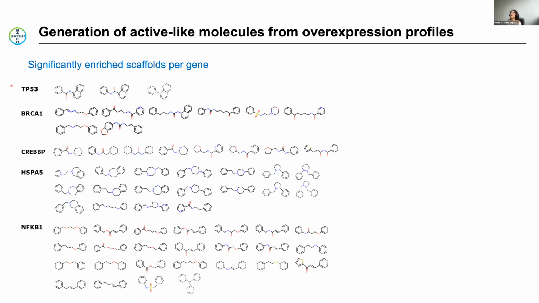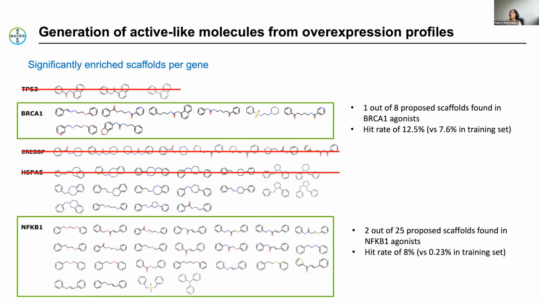And for each of these genes, we found a variable number of scaffolds. At the end, when we compared these scaffolds against active molecules, we saw that we could only find active molecules containing these scaffolds for BRCA1 and for NF-kappa beta. To put it into numbers, for BRCA1, 1 out of 8 proposed scaffolds was found in a potent agonist, which would be a hit rate of 12% compared to 7.6% in the training set.